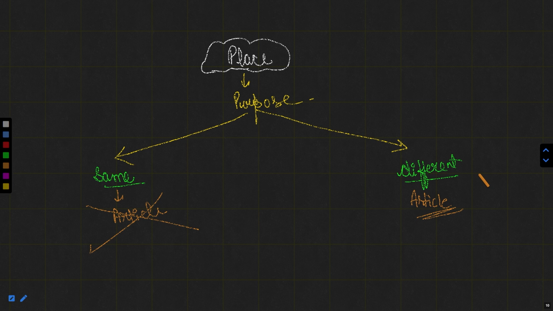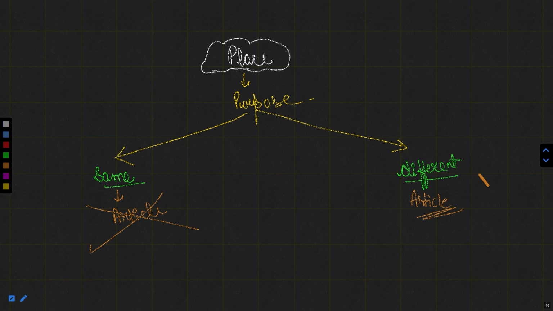Okay, so I'm indicating a temple, to show the landmark. But if I say he went to the hospital to meet his friend, obviously the hospital is not a meeting place. He is going there to meet his friend. So I'm using the before hospital. Why so? Because that hospital is used for a different purpose.